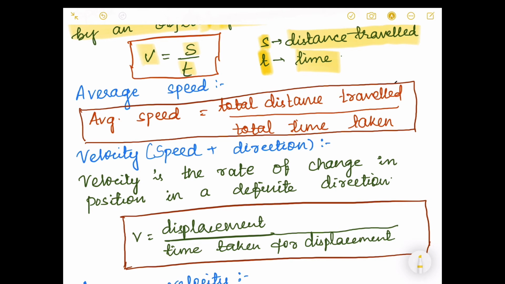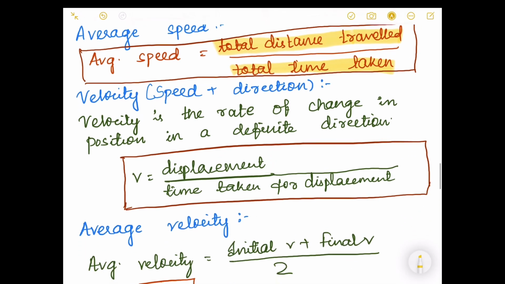From this concept, we come to another concept, that is average speed. In most cases, objects move with non-uniform motion. In such cases, we employ the concept of average speed. Average speed is equal to the total distance travelled divided by the total time taken.